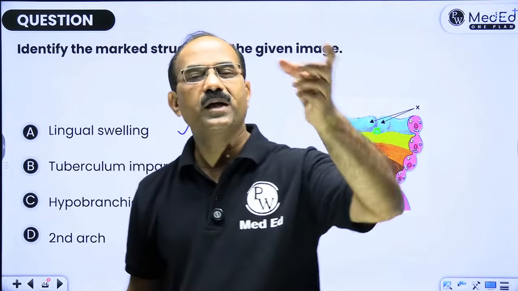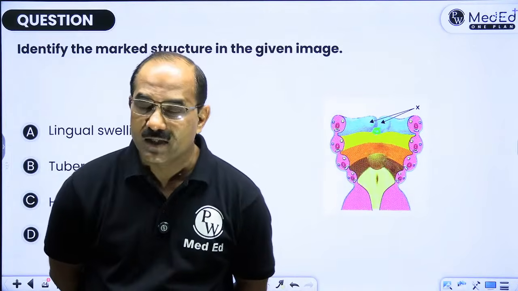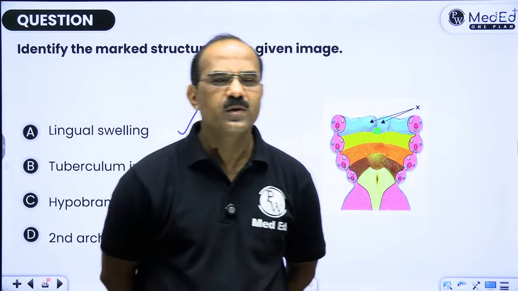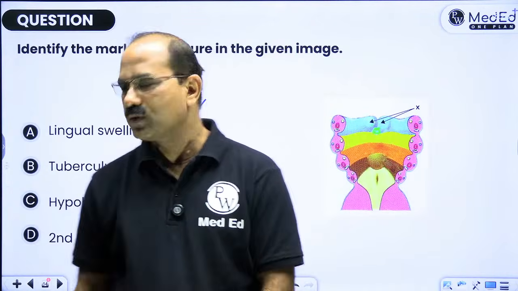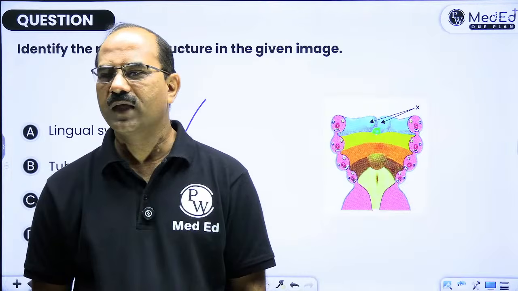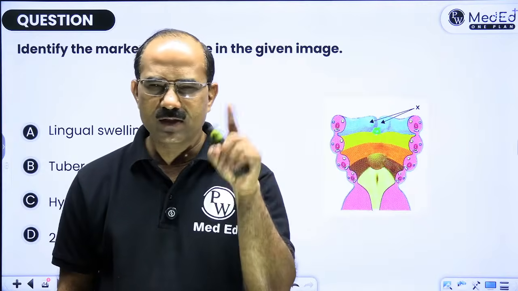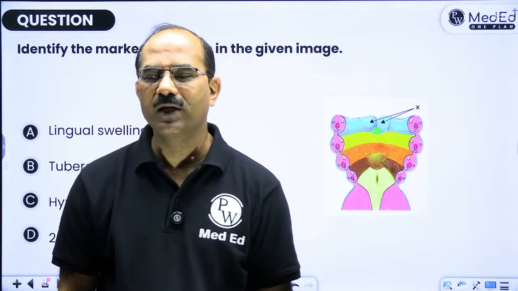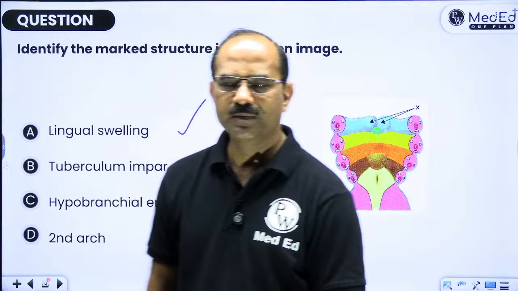Just tell me who supplies taste sensations to the anterior two-thirds. Come on. Who supplies the taste sensations to the anterior two-thirds of the tongue? Anyone? Any guesses? The anterior two-thirds general sensation is by the lingual nerve. Who supplies the special sensation, taste? Chorda tympani. Chorda tympani is a branch of the facial nerve. Fine.